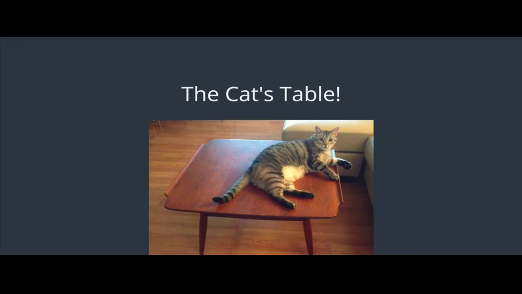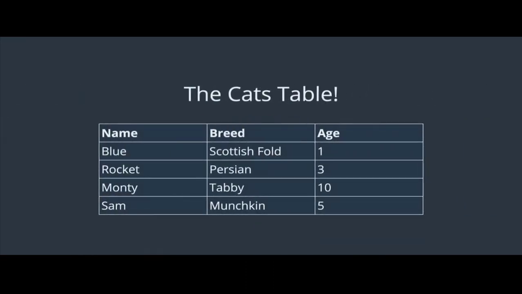Alright, so the cats table, at least in this context, looks something like this. And of course, there are a million different ways we could break down the data for modeling cats. In my case, I just went with a name, breed, and age. We could do plenty of other things like location, gender, spayed or neutered, that sort of thing. But I'm just doing name, breed, and age.